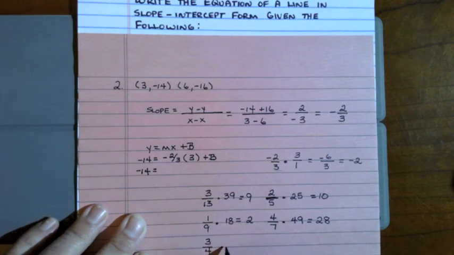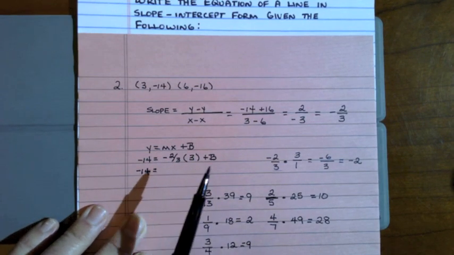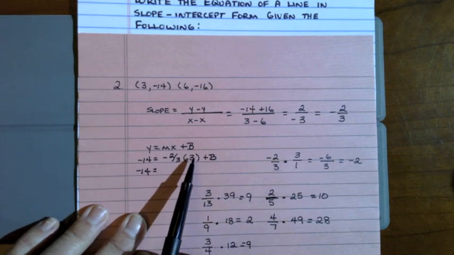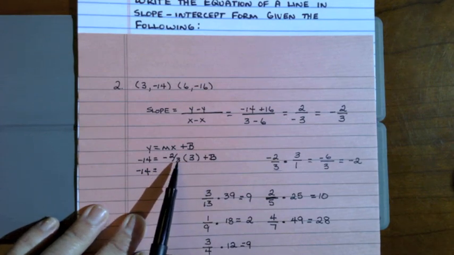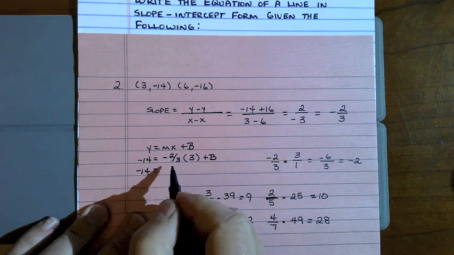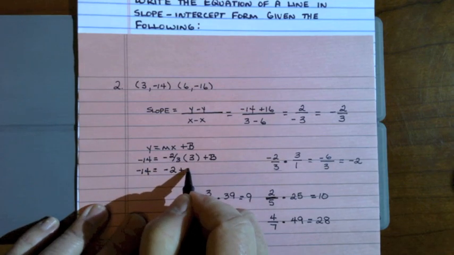3/4 times 12. 12 divided by 4 is 3. 3 times 3 is 9. So when I'm doing these problems, this is what I'm going to be doing. I'm going to go 3 divided by 3 is 1. 1 times negative 2 is negative 2 plus b.